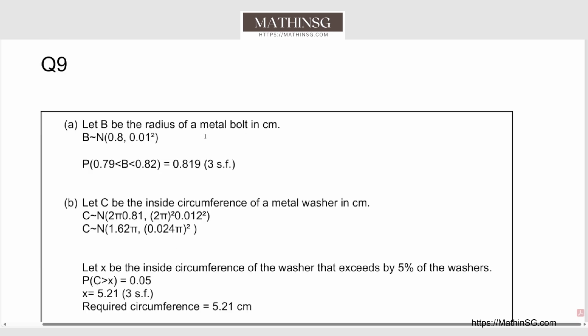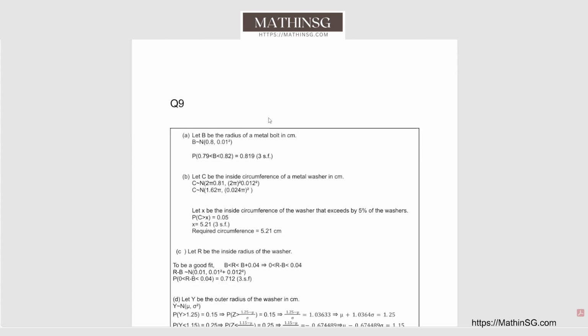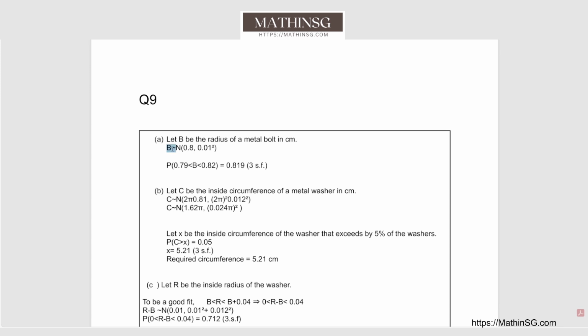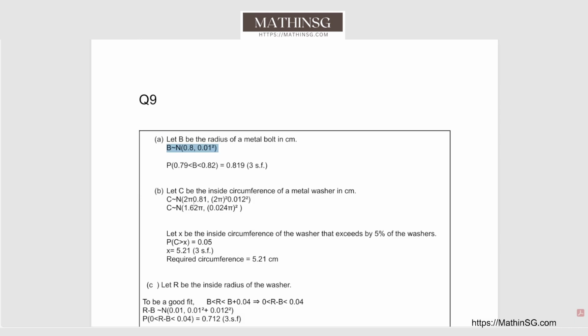All right. Okay. So this is my distribution. We have already defined the normal distribution here, and the next thing you need to do is to find the percentage of bolts that have a radius between 0.79 cm and 0.82 cm. So we first find the probability of bolts that have a radius between 0.79 cm and 0.82 cm. Basically just type it into your GC and get the probability, which is 0.819.